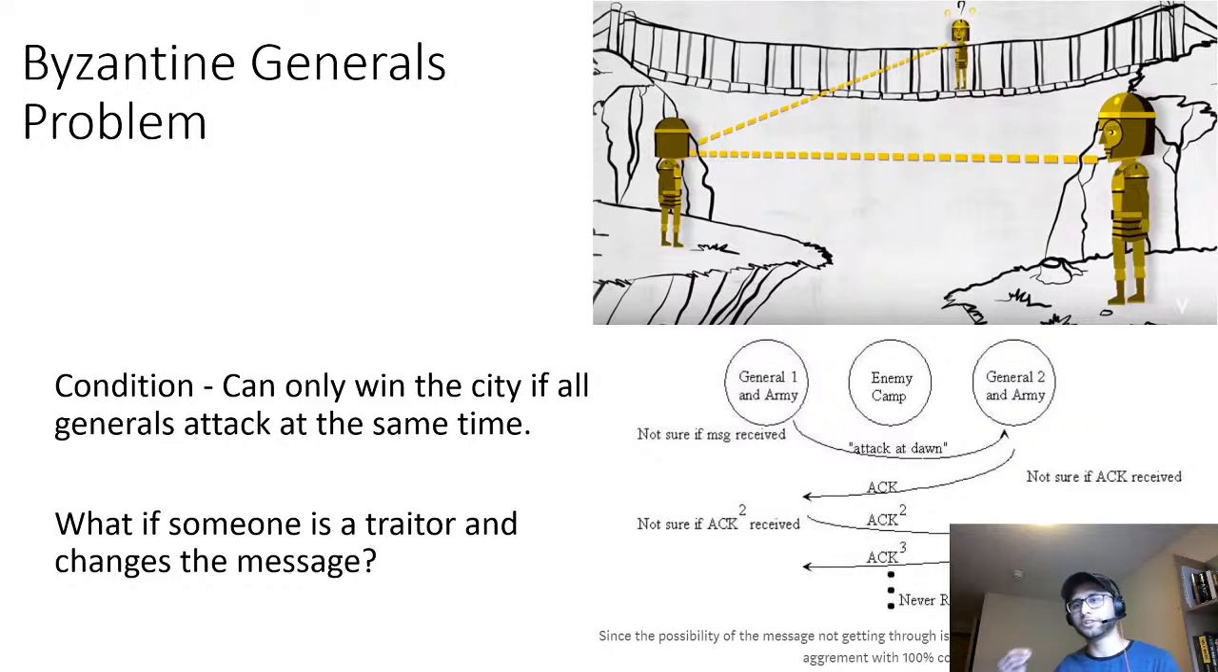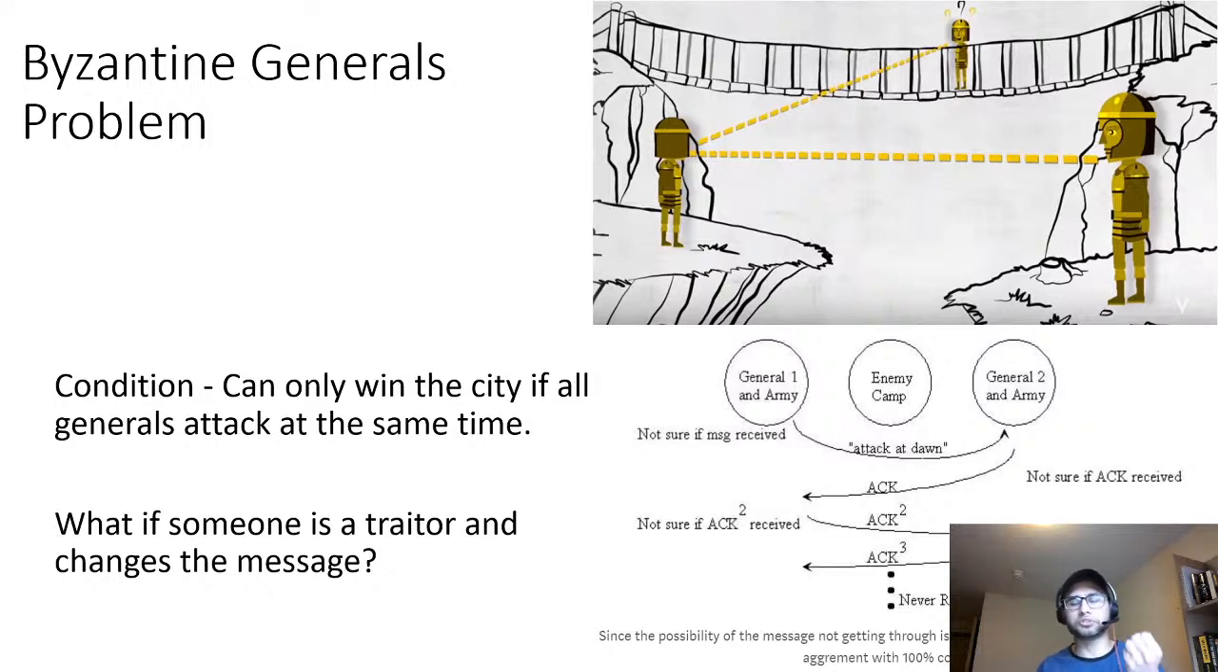So now General 2 would send them an acknowledgement. Hey, General 1, I actually did hear your message. Okay, let's attack at 1 a.m. or 1 p.m. So General 1 now gets the message that General 2 knows to attack at 1 p.m. But now General 2 wouldn't attack because General 2 is not sure that 1 got the acknowledgement.